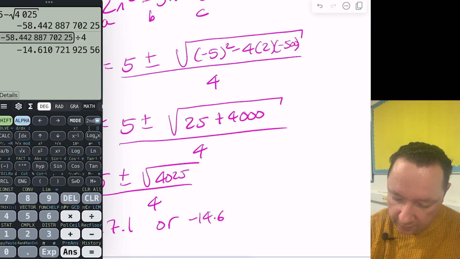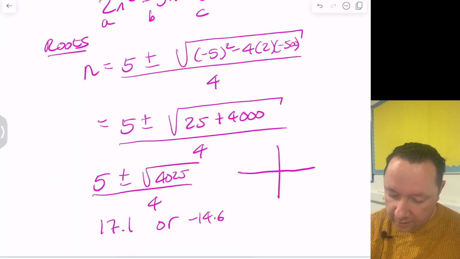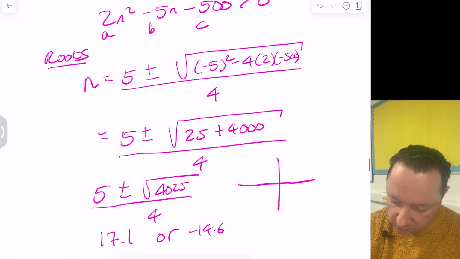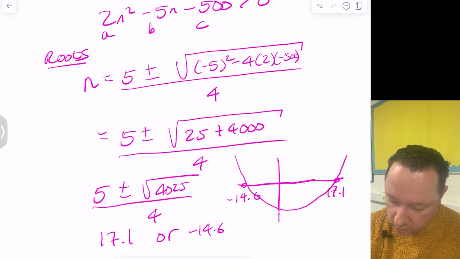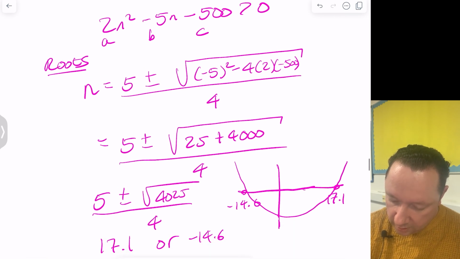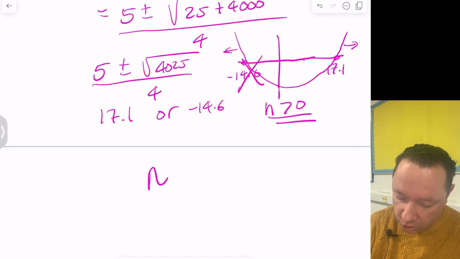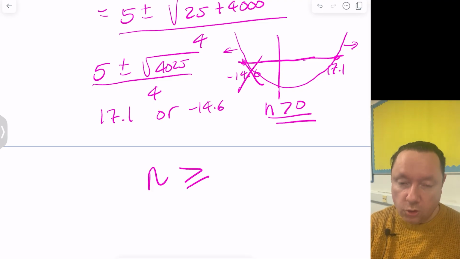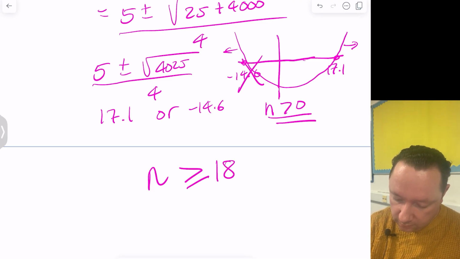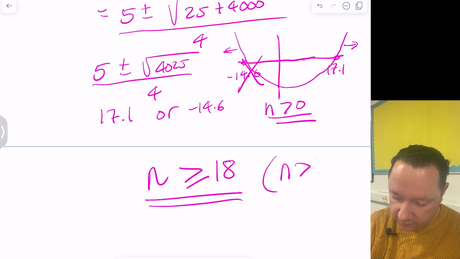Now let me just draw a graph for this. We want it to be greater than 0. So we've got 17.1 over here, and we've got minus 14.6 over there. So you can see if it's greater than 0, either less than minus 14.6 or greater than 17.1. But we can eliminate this one because n has to be bigger than 0. The solution is n is greater than or equal to 18. Or you could say that n is greater than 17 if you prefer.